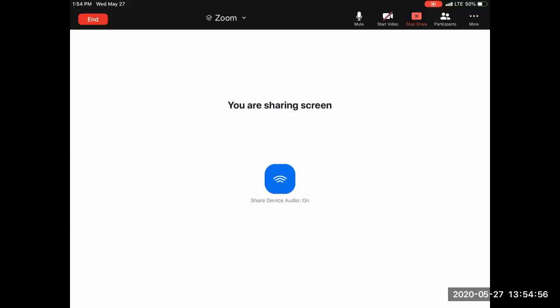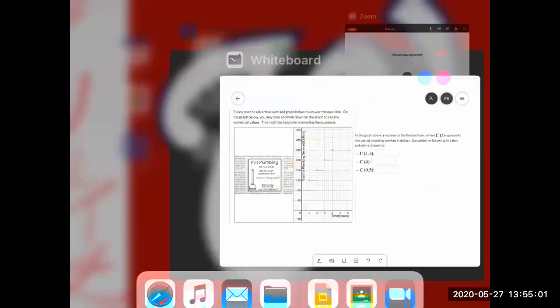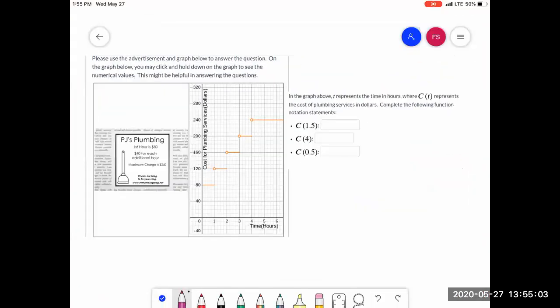This video is going to go over question number 3 in the warm-up for the Algebra Week 6 work that focuses on a specific type of step function called a floor function and a ceiling function.